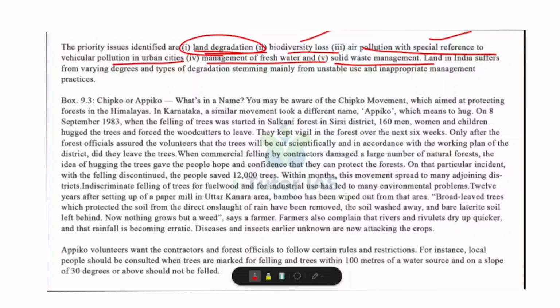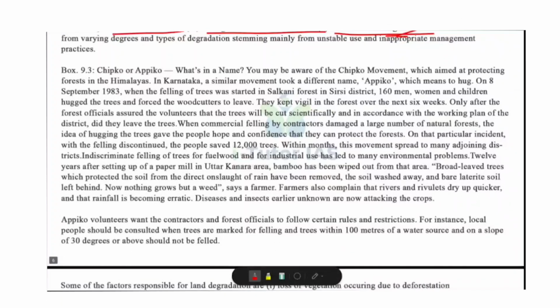Then, with growing population and industrial needs, clean water has become scarce. So there is a problem of management of freshwater resources. Also, increasing waste generation in urban and rural areas poses health and environmental hazards, and that is the reason for the solid waste management issue. So addressing these issues is critical for sustainable development and for ensuring that India's growth does not come at the cost of its environment.